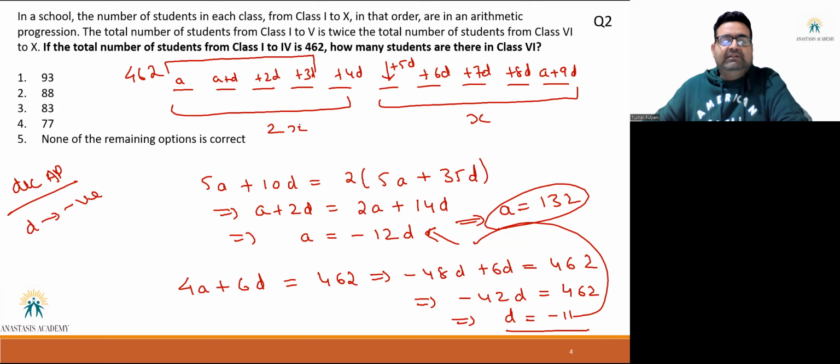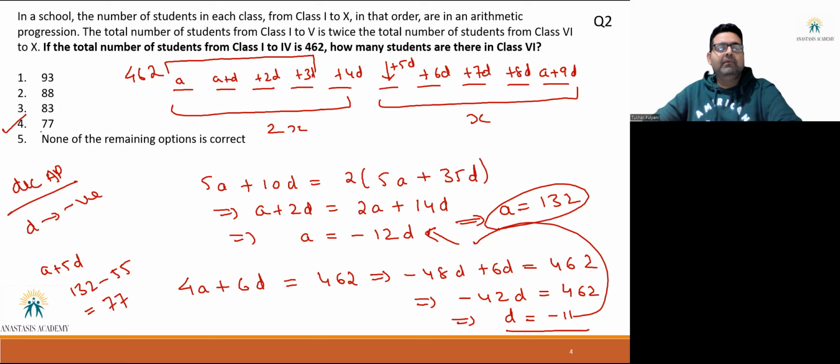And my final answer was A plus 5D, which was class 6th. So 132 minus 5 times 11, which is 55. 132 minus 55 will be 77, which is nothing but option number 4. Right? This was the second problem. Let's move on to the third problem.